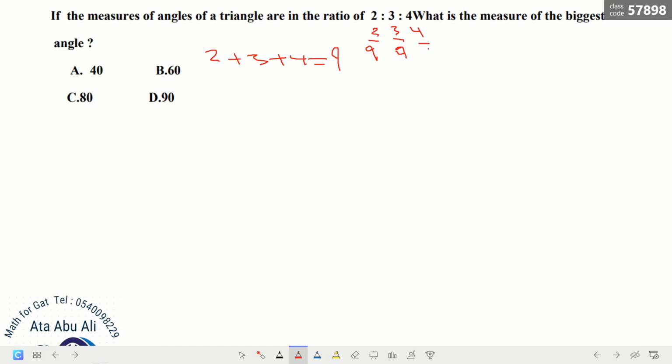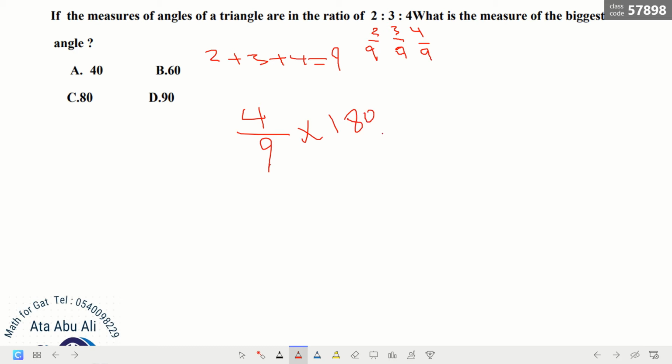Now he wants to find the measure of the biggest one. The biggest one is 4 out of 9, but we know that because we're talking about the angles, the sum of all angles is equal to 180. So I can do it in an easy way, like that. I take 4 out of 9 times 180.